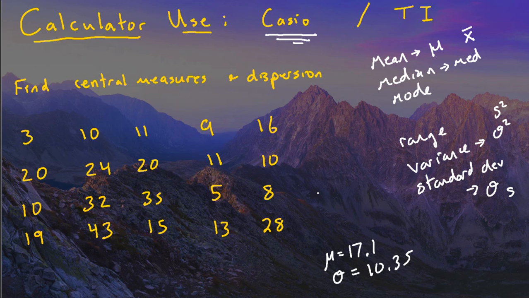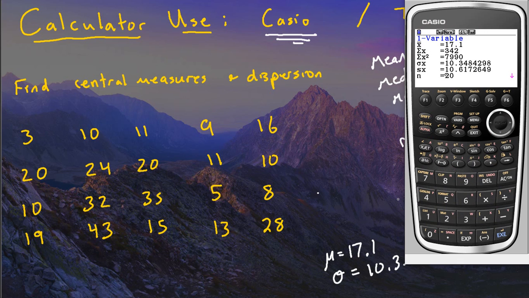Now notice the calculator has not given me the variance. So if I want the variance, I'm going to have to square that. And just to double check, n is 20. That means I had 20 pieces of data, so that's good. If this were not 20, I know that I haven't put something in right.